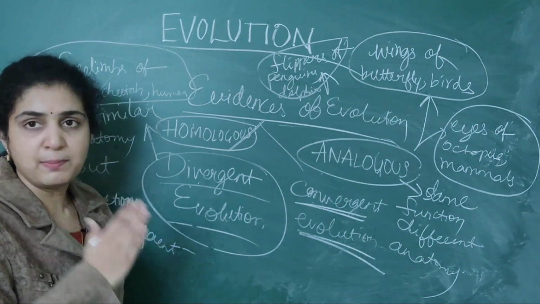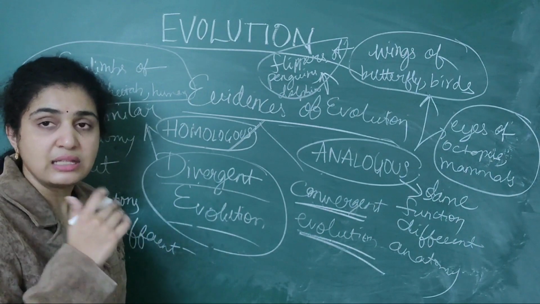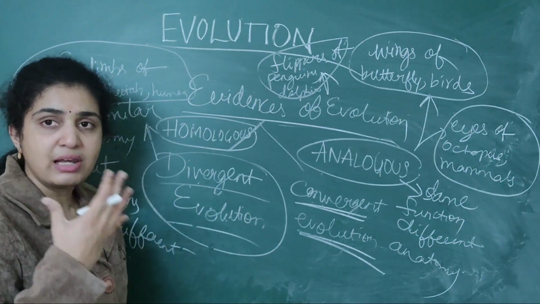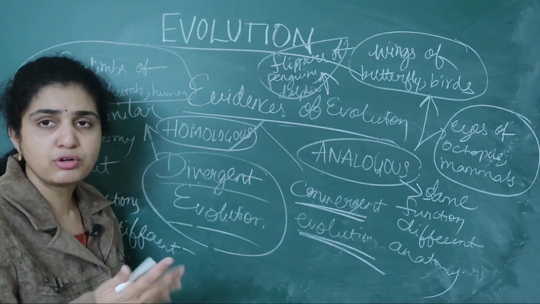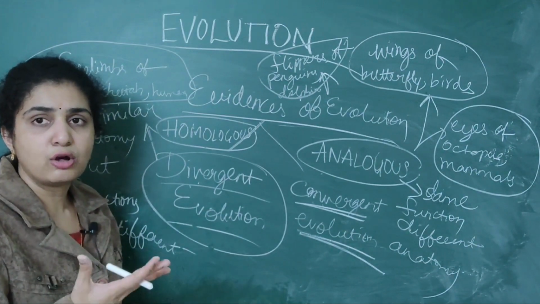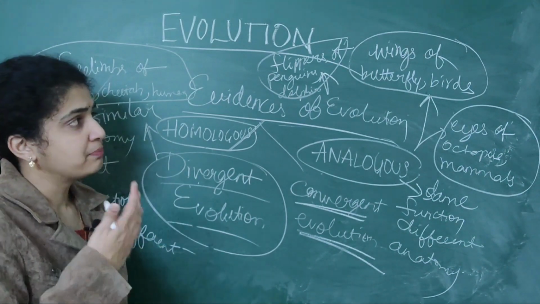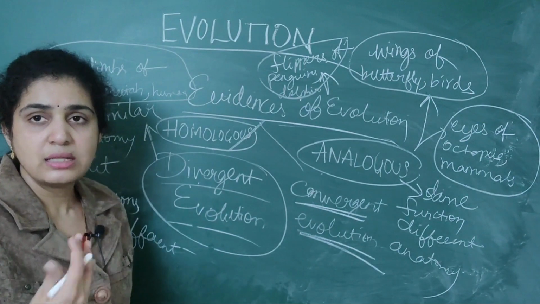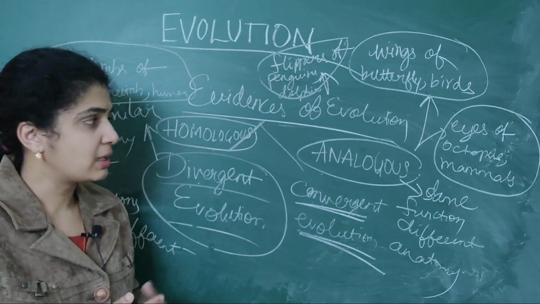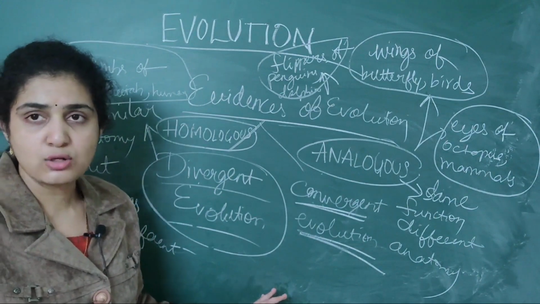Wings, eyes, flippers. Eyes of mammals, octopus. They do not appear similar, but their function is similar. Eyes are used for seeing only, right? In octopus as well as mammals, both. Then wings also help in flying. Flippers also help in swimming. So they are classified under analogous organs.